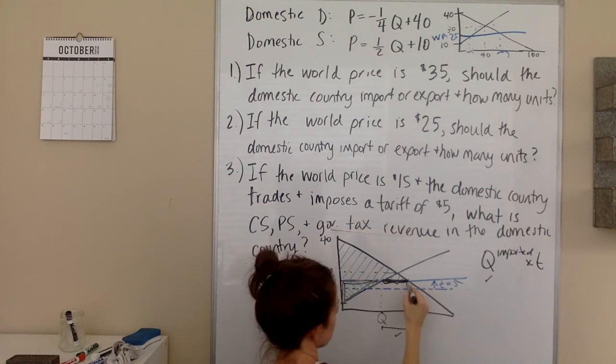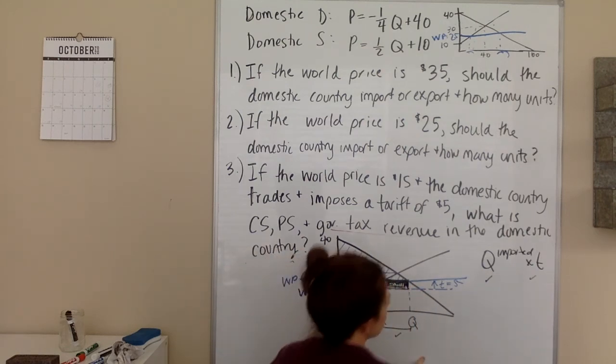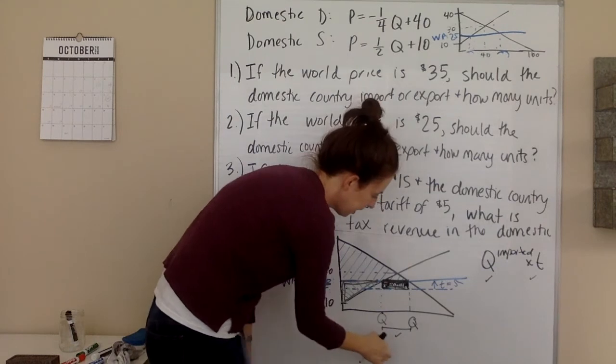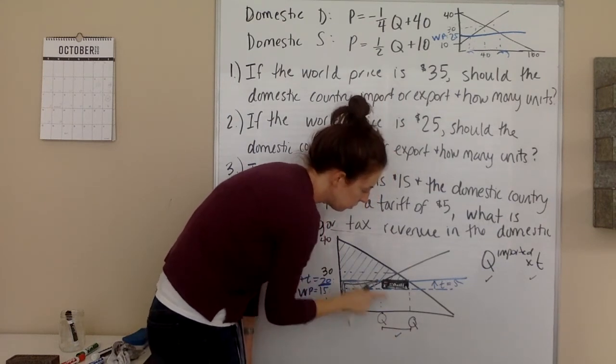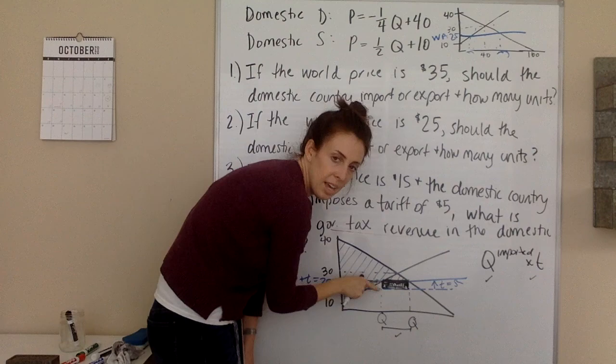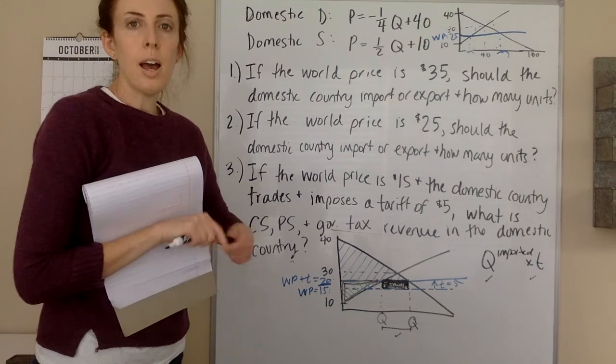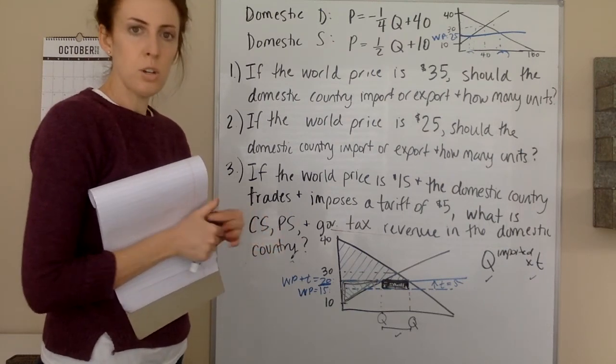The height of this rectangle here is the amount of the tariff, which is $5. So to calculate the government tax revenue, you take the difference between these two Q's, which is the base of the rectangle, multiply it by 5, which is the height of the rectangle, and that gives you the government tax revenue. Okay, I know this is a little bit difficult, so give it your best shot.